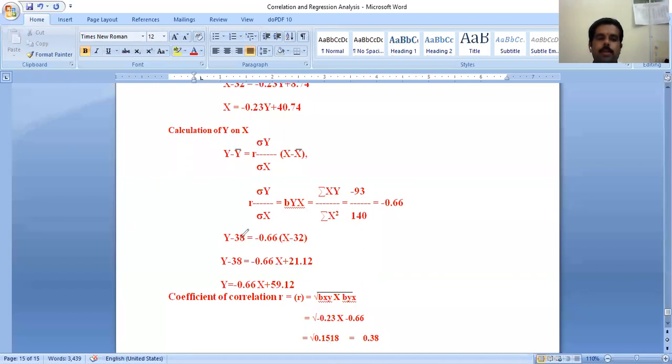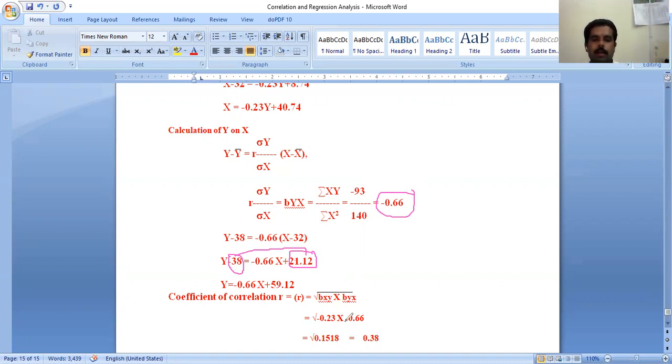Okay, that is y minus y bar is 38, minus 0.66 into x minus 32. Then finally you will get these values. See here, 0.66 into 32, this value you got. Then this 38 plus 21.12. Okay, from this place to this place we are taking here and we are adding here, so you will get 59.12. Okay, y is equal to minus 0.66 x plus 59.12. Okay, here you got the x value and y value.